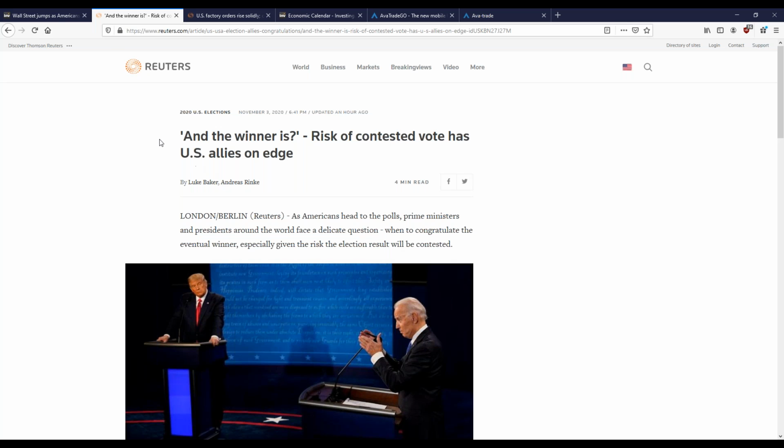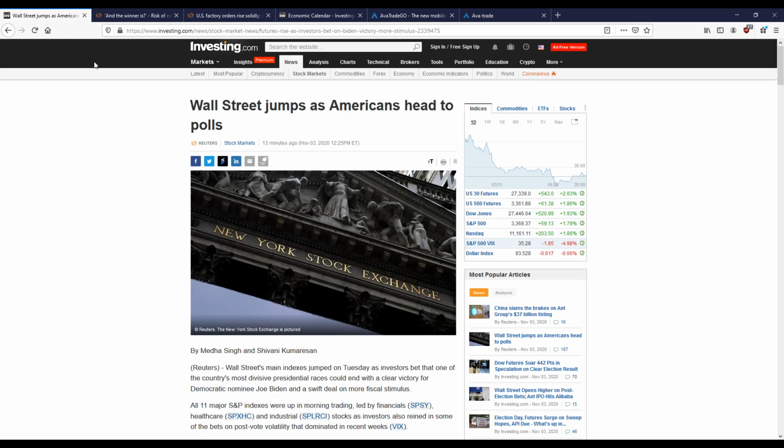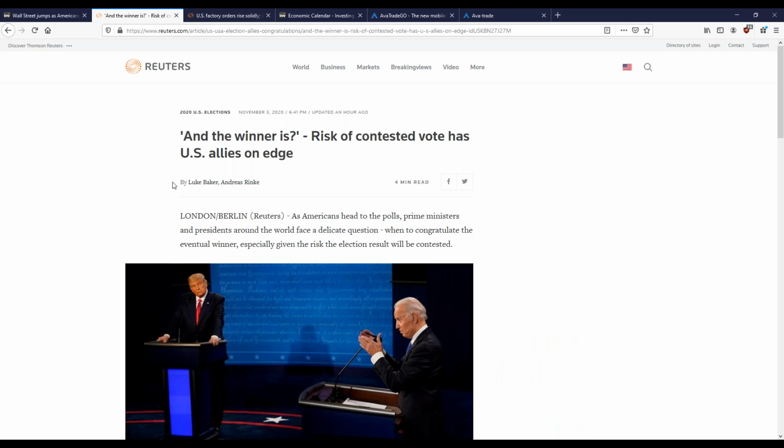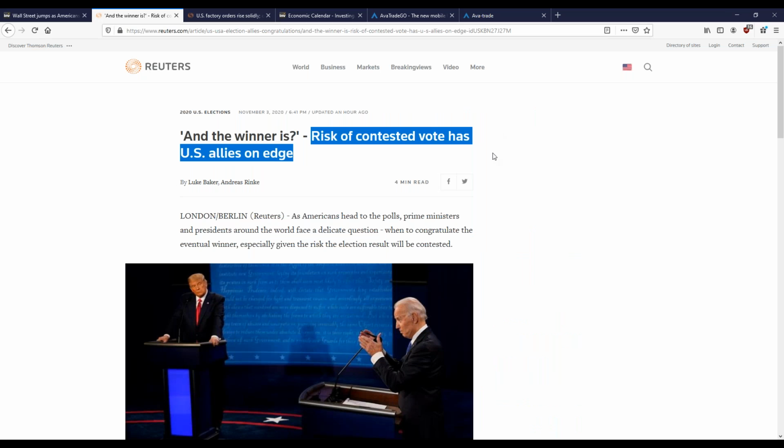Then we're looking at some other articles beyond the fact that there's positive momentum today. We see risk of contested vote as U.S. allies on edge. So now that's a negative headline, right? Doesn't that put a cap on the positive momentum? Maybe it tells you why, with that initial surge up, things kind of flattened out and pulled back a little, okay?